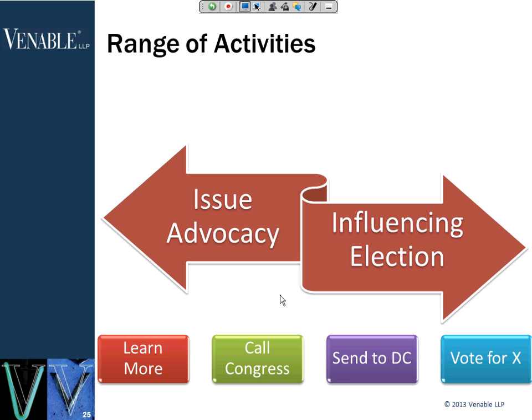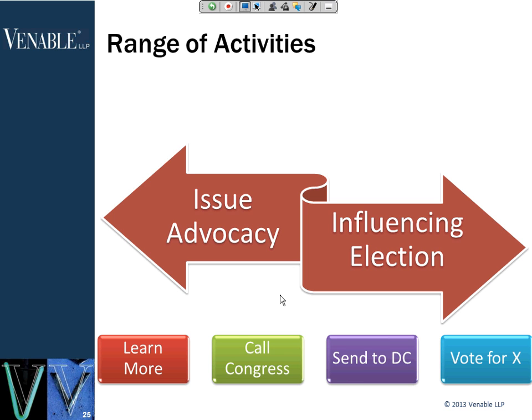And one of the ways to think about that is to think about the different calls to action in your communications to the public. Is it to learn more about this issue? Call your member of Congress and tell them to vote yes on immigration reform, or vote no on immigration reform. Let's send this guy to Washington, D.C., or vote for this person. So it's a range of things, and as I said, there are various laws that come into play with different ones.